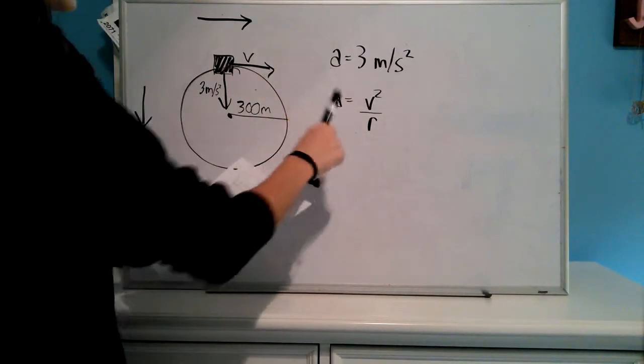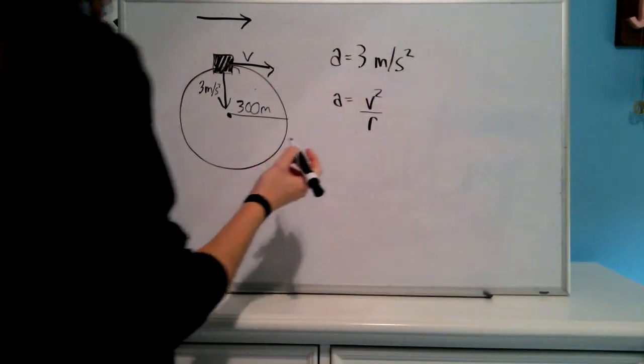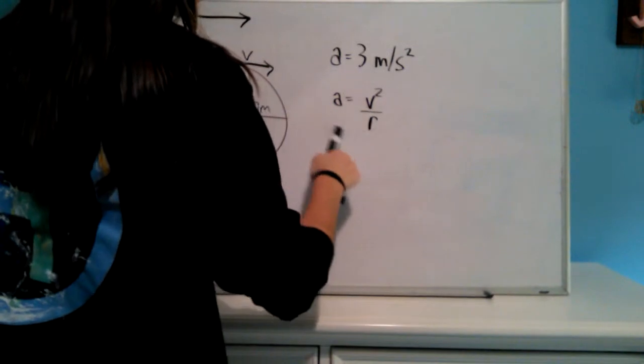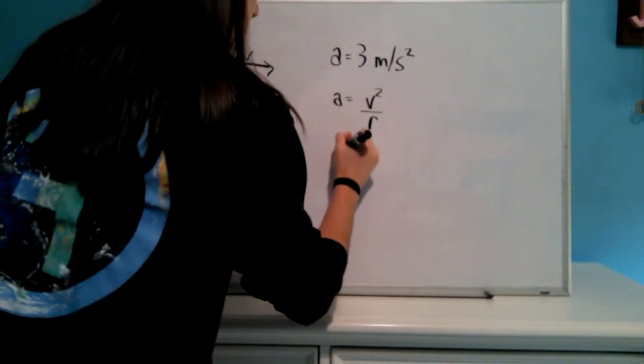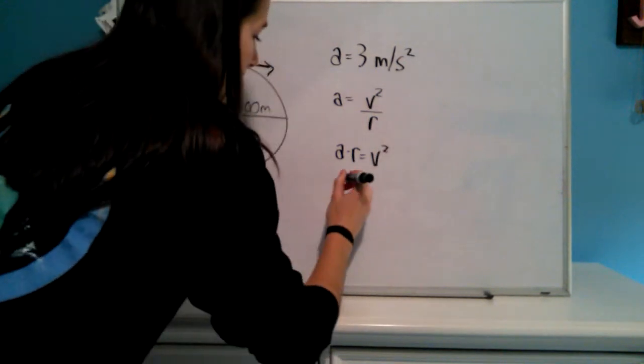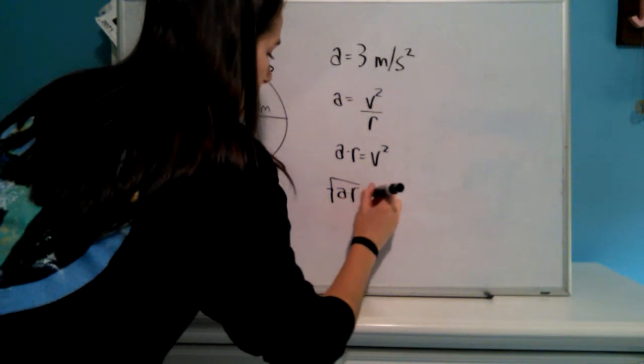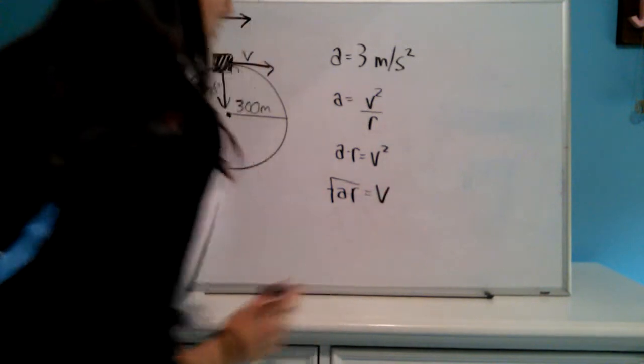We know acceleration and we know radius, so we just have to solve for this tangential velocity right here. So I'm going to multiply r onto the other side. So acceleration times radius is equal to velocity squared. And then we have the square root of acceleration times radius is equal to the tangential velocity.